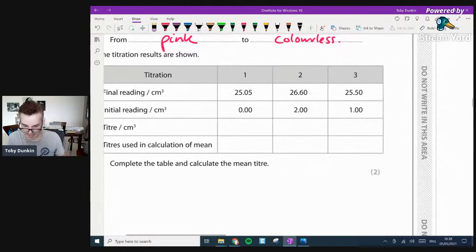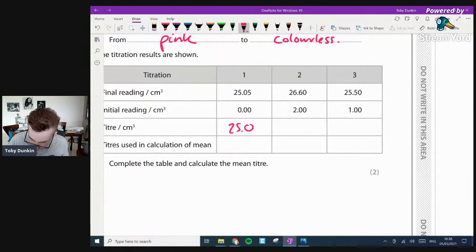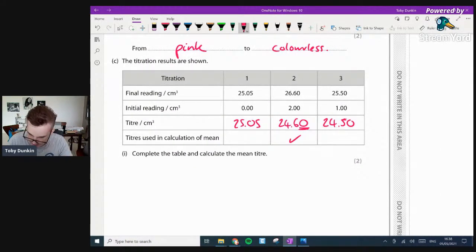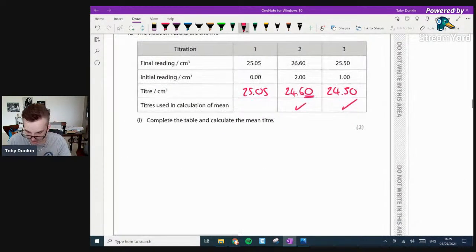Next, work out your titers. Well, that's 25.05. Next one, 20. Never do any calculations in your head. I don't care what you're doing. Minus 2 gives me 24.60. That's a trap. Your calculator makes that zero vanish like it has on mine. Don't forget it. You'll lose it otherwise. 25.5 minus 1 gives me, and again, same thing, 24.50. Don't forget. Used in the titer, that one and that one, they're in concordance.